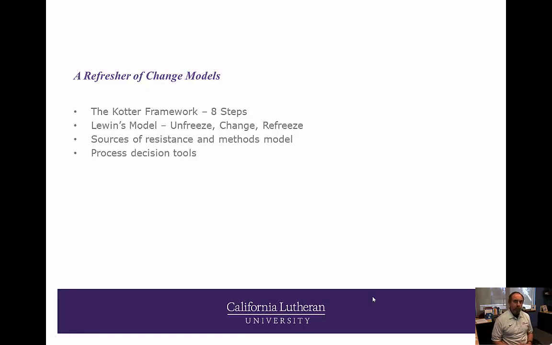If you remember right, back when you took your organization development class, there were a couple of models for organization development. One of those was the Kotter framework, which had 8 specific steps to it. We're going to be talking about that. There was also Lewin's model of unfreezing the organization, making the change, and then refreezing the organization.